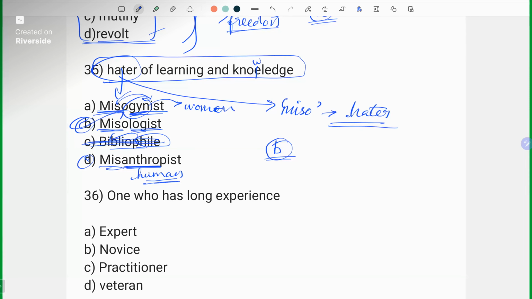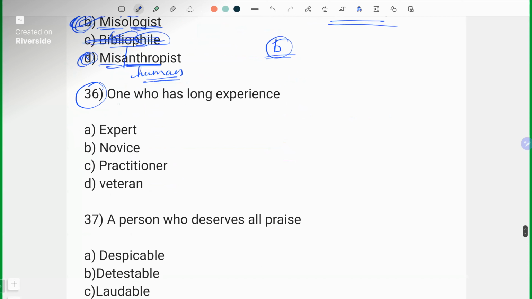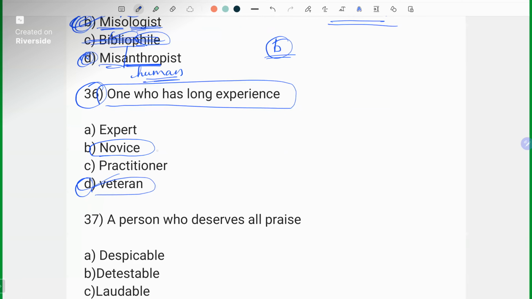Misanthropist means those who hate humans. Okay, so B is the answer. Come to question 36: one who has long experience. We saw option D already. Yeah, very good, it is option D. It is direct. Someone who has very little knowledge, inexperienced, a beginner, that is novice. And the opposite of it, who has long experience, is veteran.